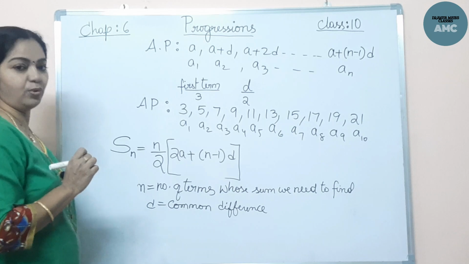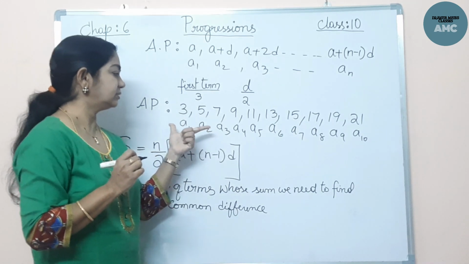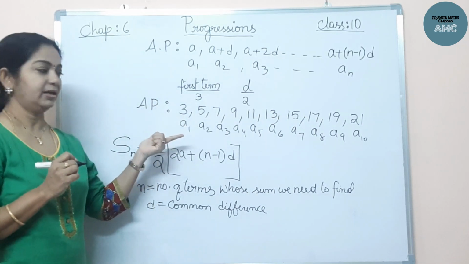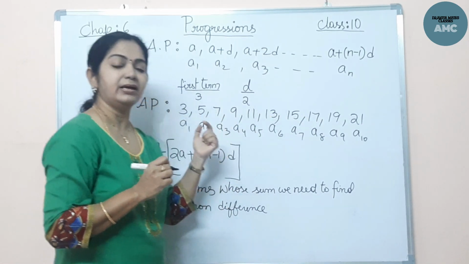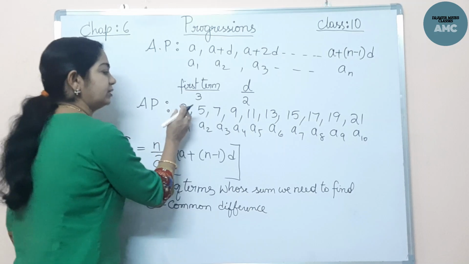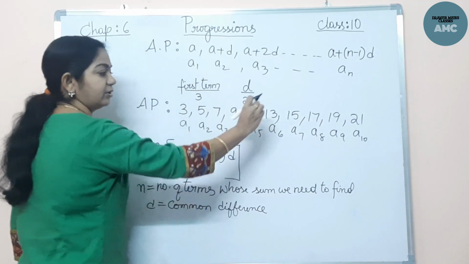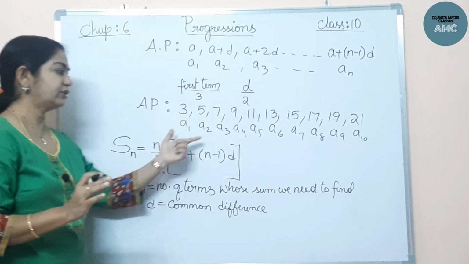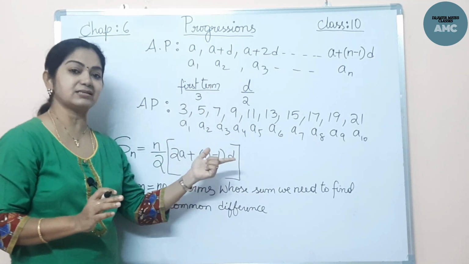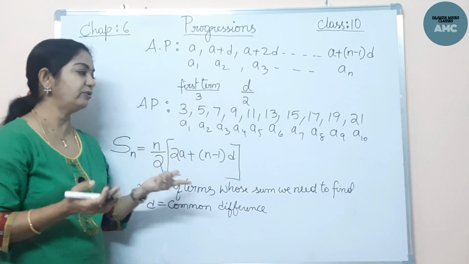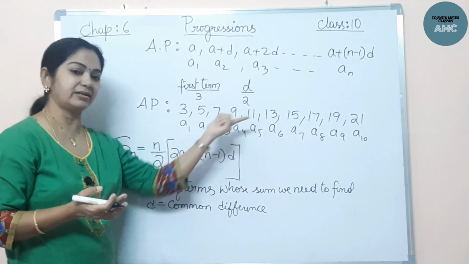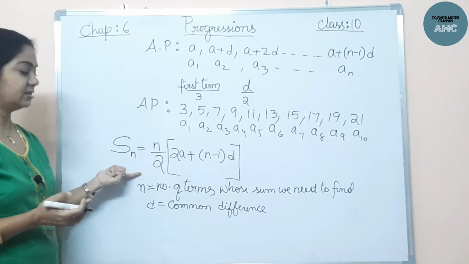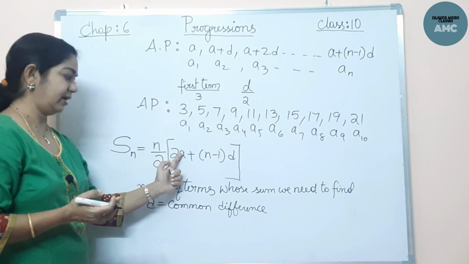And also, since I have written all the terms in AP, I can add it. But in a series, if there are only 1, 2, 3, 4 terms and dots, and the last term is not given, only 3, 4 terms in the series, and they ask us to find the sum, then how do we find? We don't know how many terms there are. So in that case also we can use this formula simply by knowing N, A and D.